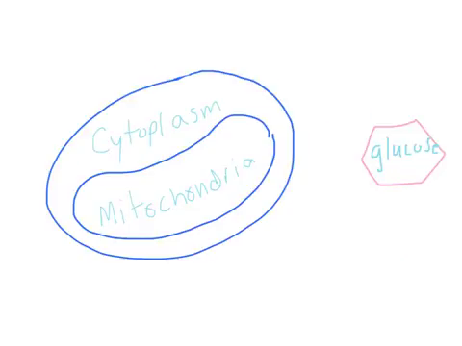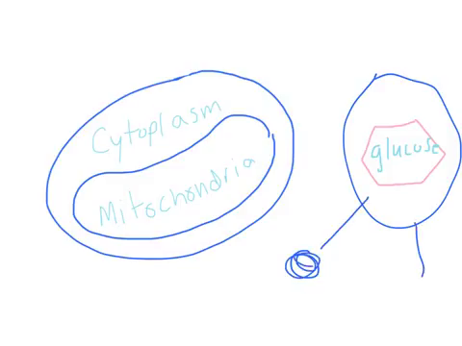Glycolysis is the first step in cell respiration, and it's the process of harnessing energy in which one glucose molecule is broken into two pyruvate molecules. We'll say those are pyruvate right there, in the cytoplasm of the cell. So it doesn't happen in the mitochondria, just in the cytoplasm. All the reactions in glycolysis are catalyzed by a specific enzyme.